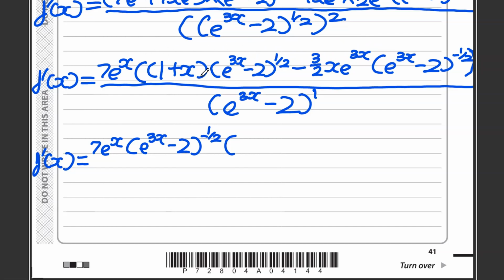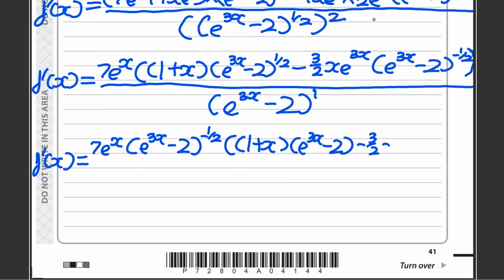If we look at this term here, we have e to the power of 3x minus 2 to the power of a half. If we factorize out e to the power of 3x minus 2 to the power of minus a half, this will just leave us with e to the power of 3x minus 2 to the power of 1. So we can therefore write this as 1 plus x, because we still have this 1 plus x here, and this will now be e to the power of 3x minus 2, but we don't need to write the power of 1 here. So we simplified this, and then we talked about this part is easy.